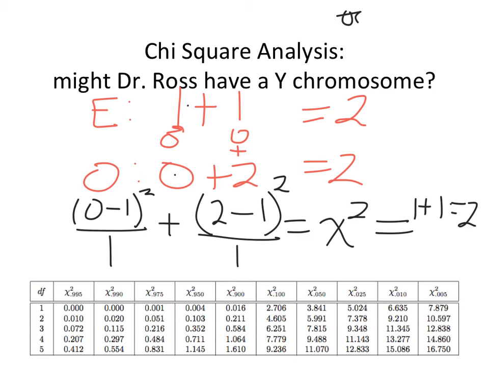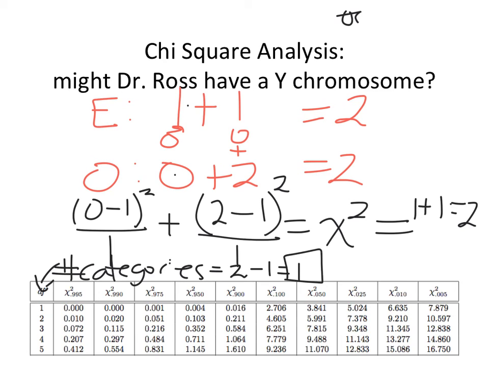We also need to know one other thing to ask whether or not I have evidence of a Y chromosome or not. Degrees of freedom. DF here in the table. And that's, as it says in the video, the number of categories minus 1. So we're looking at 2 categories, 2 sexes, male and female, subtract 1. So the degrees of freedom is equal to 1. So those are the 2 pieces of information we need to figure out if I've got a Y chromosome. Chi-square value of 2, 1 degree of freedom.